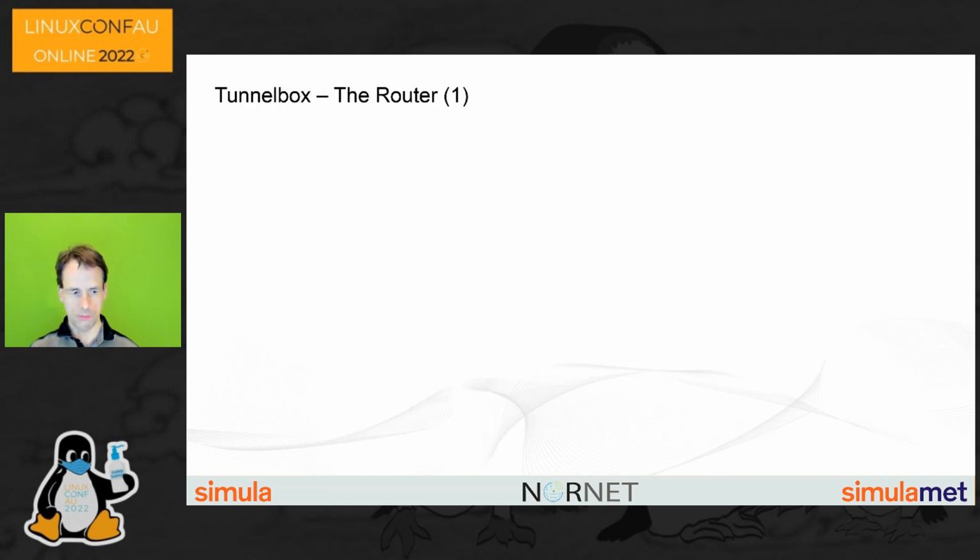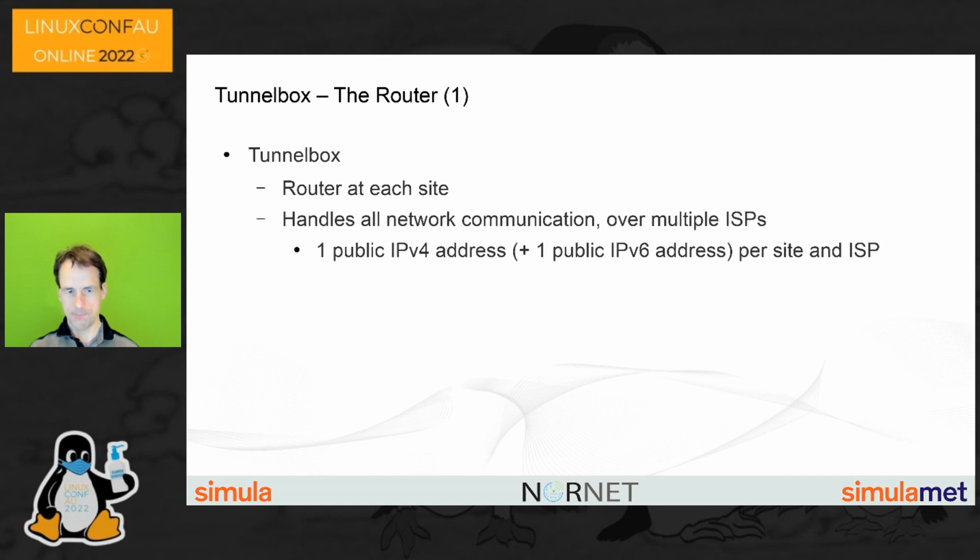Now coming to the router setup, the so-called tunnel box. I'll come to this name later. Well, the tunnel box connects the machine to all the ISPs of a site, particularly having one IPv4 and, if available, one IPv6 address per site and ISP.